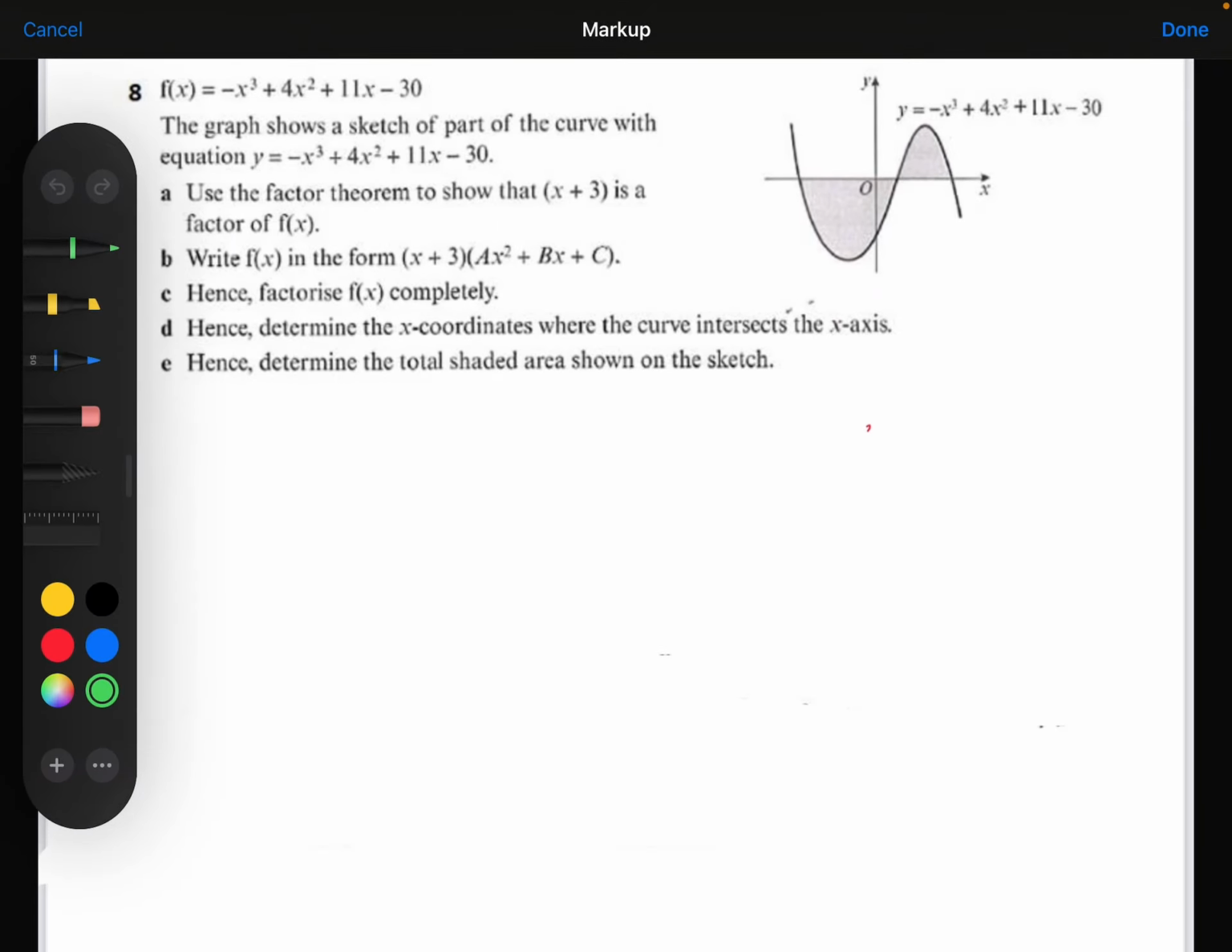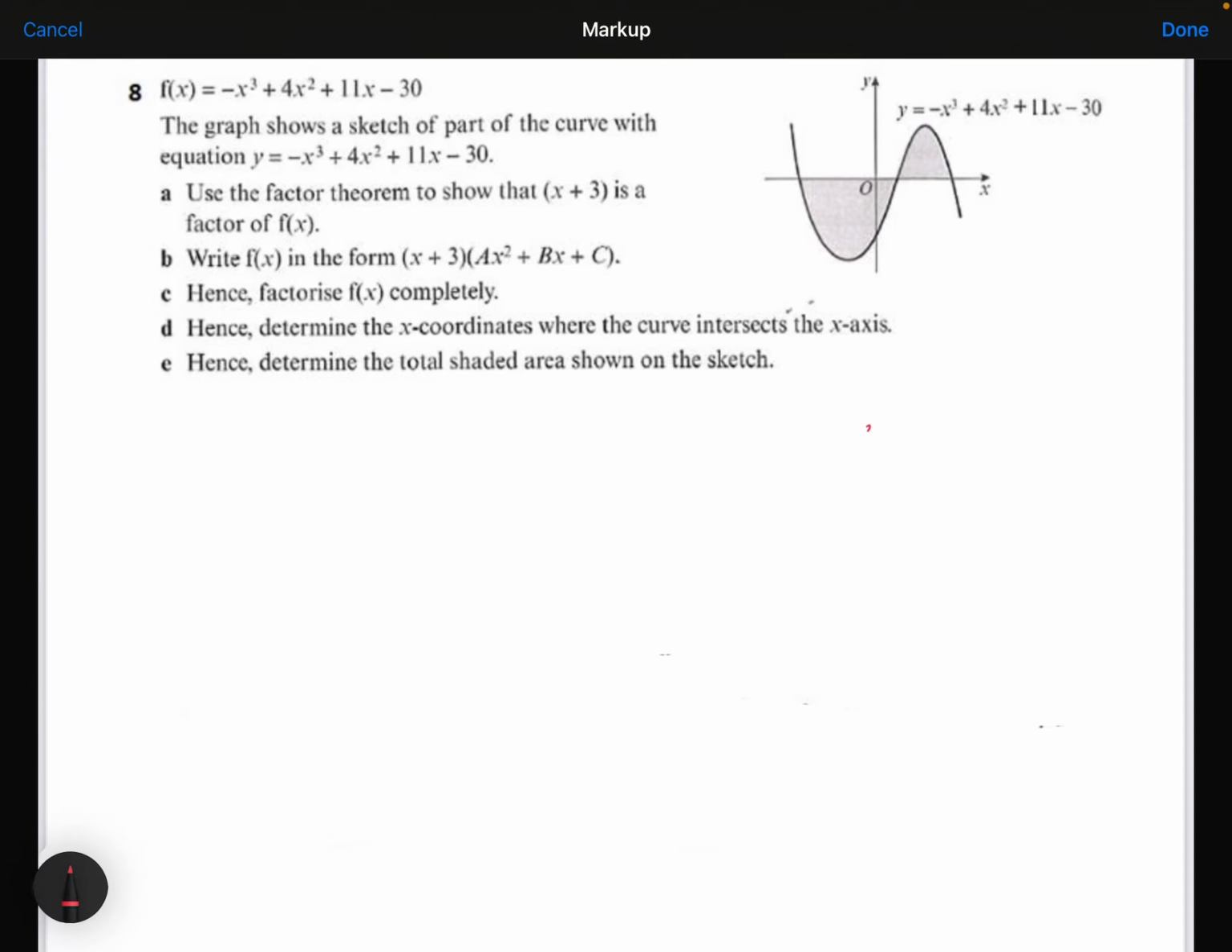Okay, so in this question, we've been asked to use the factor theorem to show that x plus 3 is a factor of f of x. So the factor theorem says that if f of a equals 0, then that means that x minus a is a factor. So that's what we're using here. So all we need to do is to substitute minus 3 into our function and show that it equals 0.